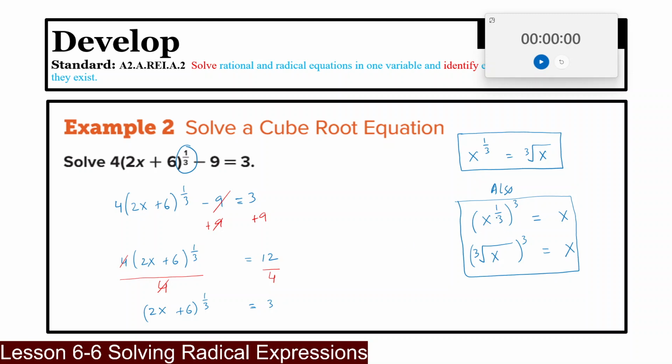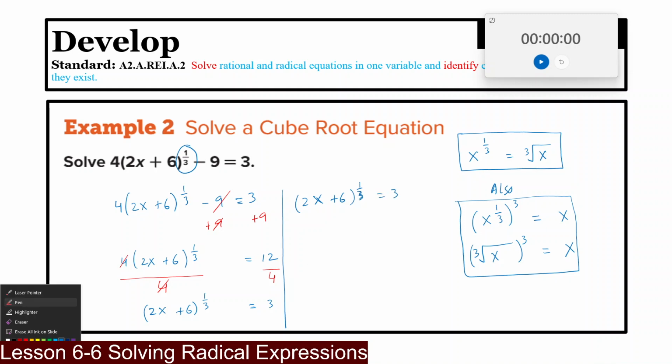Now I can see right here, x raised to 1/3 raised to 3 gives me x. That's how we cancel out the 3's. That's how we cancel out the exponent. So I need to do something like that. I need to do that magic right here to solve this, to get the x out of the radical. So how do I do that? I have 2x plus 6 raised to 1/3 equals 3. So how do I get rid of that 1/3?